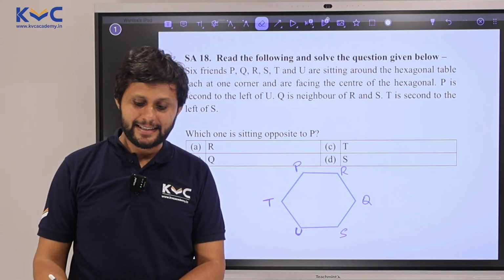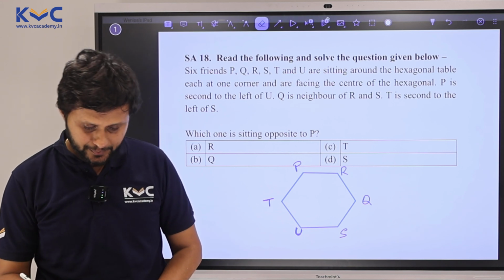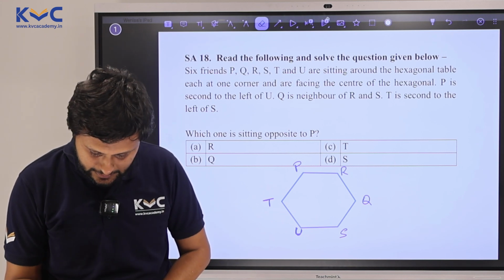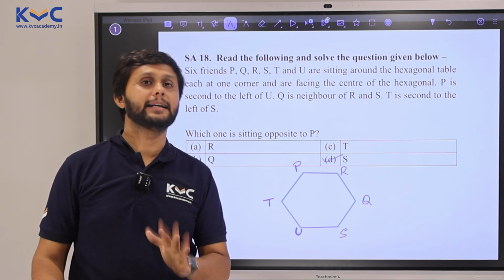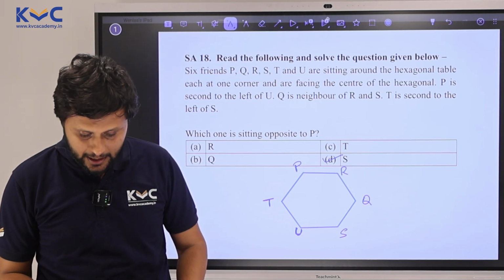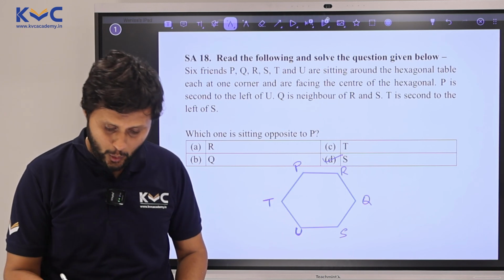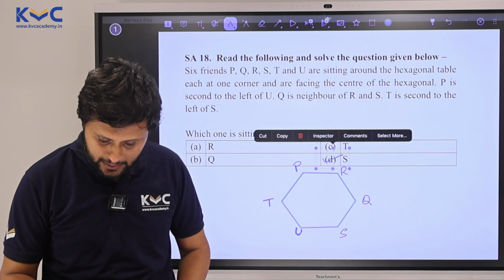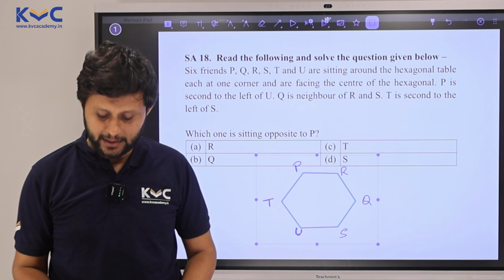Which one is sitting opposite to P? Opposite to P we have S as the right answer. Fine, and we'll go to the next question. I think it's the same question, same data in fact, so I can copy this data. Remove this mark before I copy. Okay, copy this data.